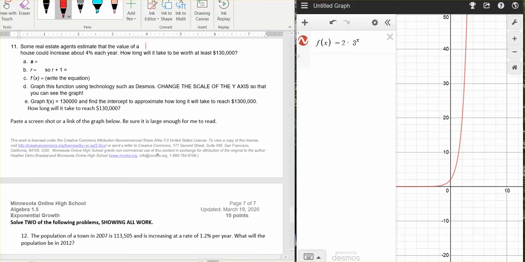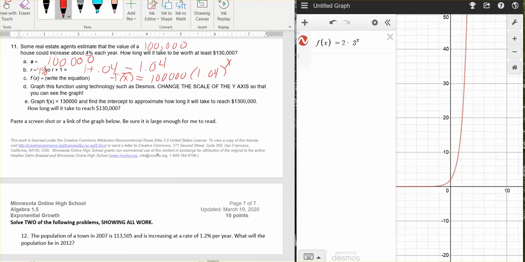It doesn't say the original value of the house. It seems to be missing from my worksheet, but it's a value of a $100,000 house. Okay, so A is how much we're starting with, which is 100,000. Don't put the commas in when you put this into Desmos. R is 4%, but that's the same as 0.04. So R plus 1 would be 1.04, like that. And then when you write out the equation, it's A, 100,000, times, parentheses, 1.04 to the x power.